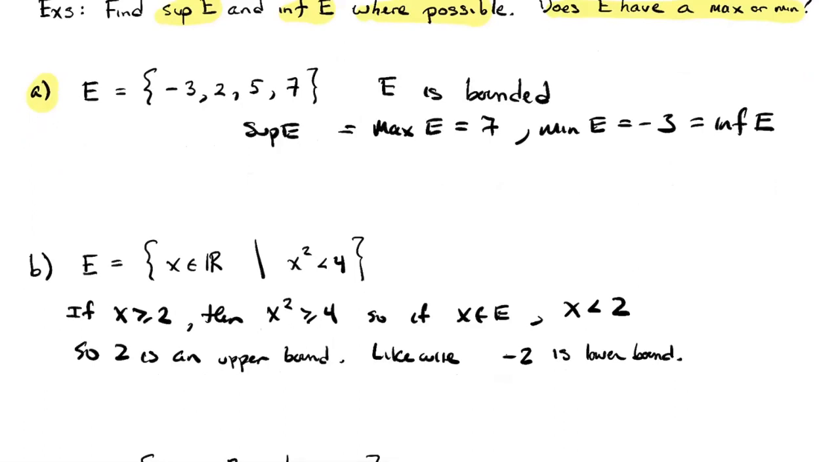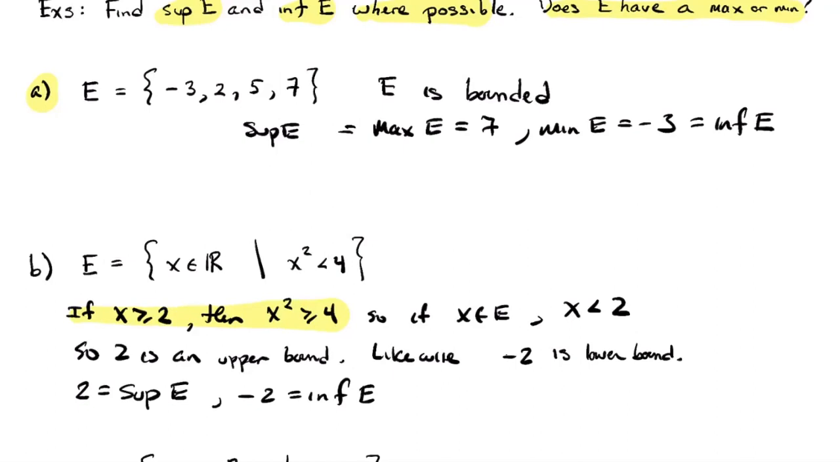Not only are those things upper and lower bounds, they're actually equal to the sup and inf. 2 is the sup of the set E, -2 is the inf of the set E. Because again, let me pick on the sup part. If you pick something strictly bigger than 2, its square will be bigger than 4, so it's not an element of E.